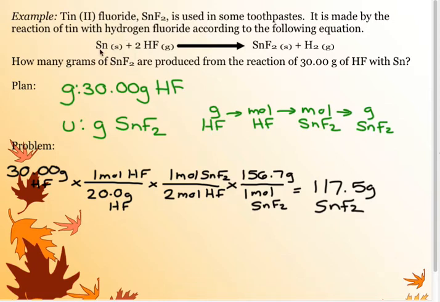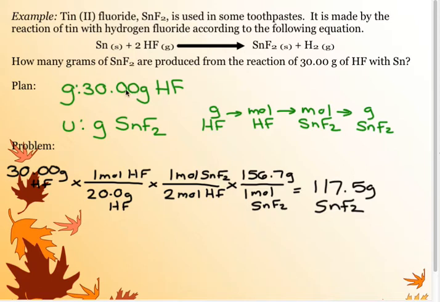It's a single replacement reaction with tin and hydrofluoric or hydrogen fluoride in the gaseous phase, and you get tin 2 fluoride and some hydrogen gas. So we want to know how much of this tin 2 fluoride we could make if we have 30 grams of the hydrogen fluoride, and we have plenty of tin. So again, we don't have to worry about that. You can see it's different because we're given grams and we want grams. So this is going to be the longest type of problem we have.